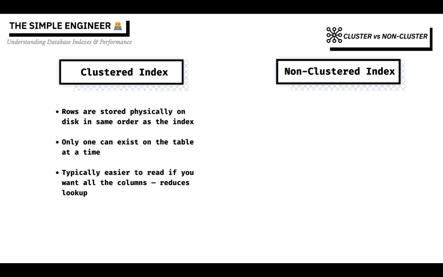And it's typically easier to read if you want to look up all the columns. Okay, so if you're looking at a clustered index, all the columns are going to be in that physical table. So if you're looking at just the clustered index value, you can get your information faster because you're not doing as many lookups. For a non-clustered index, it's kind of a secondary list or an auxiliary data structure that has pointers to the physical rows like we had just seen.